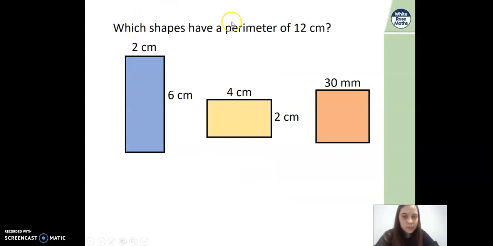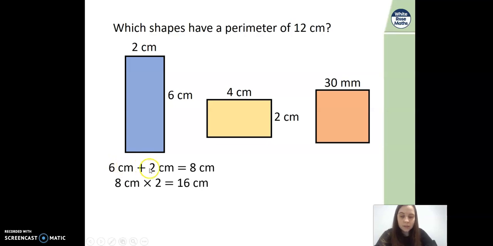So it says, which shapes have a perimeter of 12 centimetres? Now remember, we're working with shapes here, which we can work out what the other lengths are just from looking at them. So this shape here, we know that if this side is 2 centimetres, then this side must also be 2 centimetres. If this side is 6 centimetres, then this side must also be 6 centimetres.